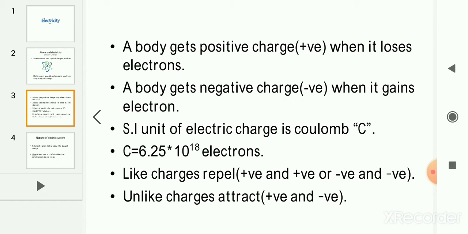I hope you have a little knowledge about magnets. In magnets, like poles always repel and unlike poles attract. In the same way, like charges repel. Like charges means positive and positive or negative and negative. They always repel, and unlike charges attract. Unlike charges means one positive and one negative.